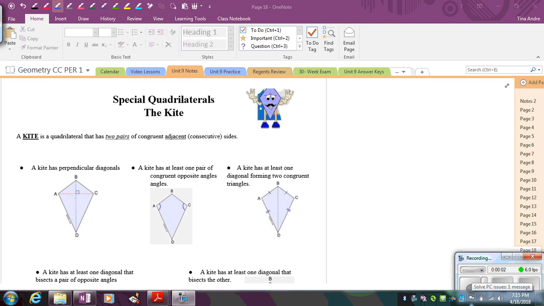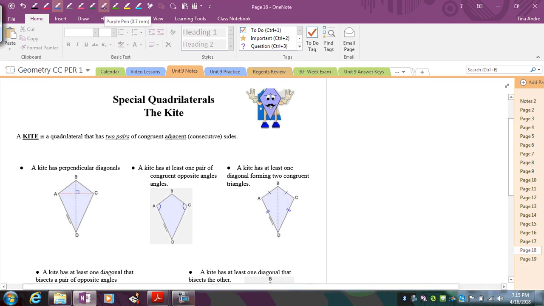This lesson, we're going to learn about the kite. A kite has two pairs of congruent adjacent sides. So it's a quadrilateral with two pairs of congruent adjacent, consecutive sides. That would look something like this.